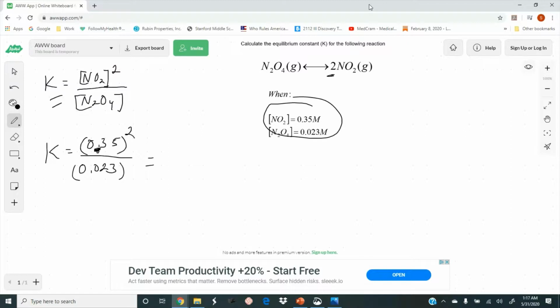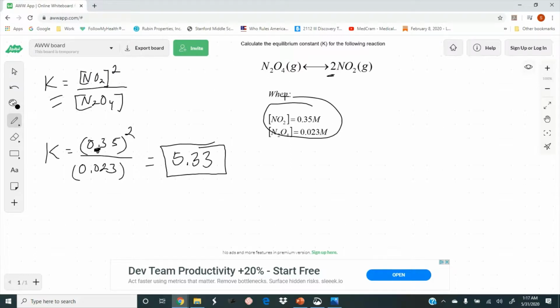I'm using my calculator now to calculate 0.35 squared, which is actually 0.111225, divided by 0.023, and I get 5.33. So my answer to this problem here is 5.33. This number is your equilibrium constant for this reaction.